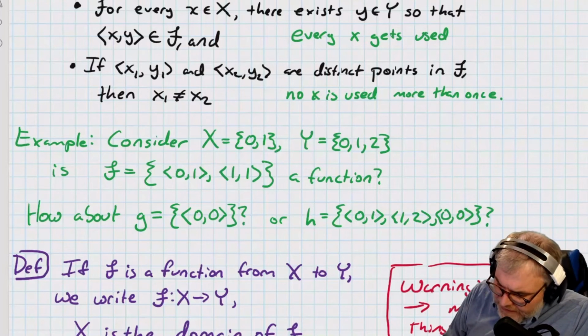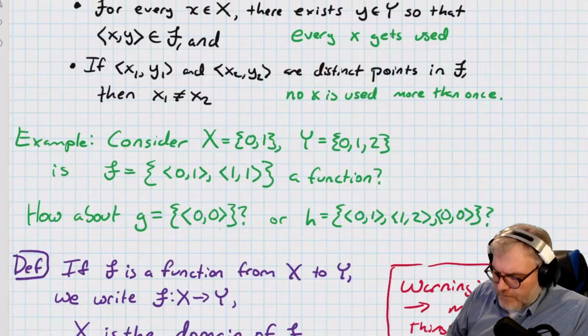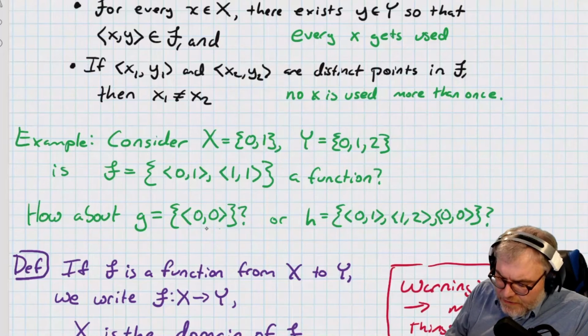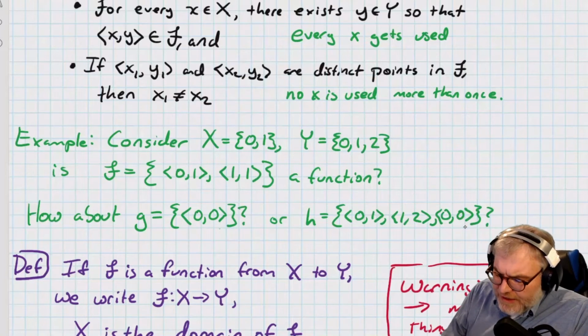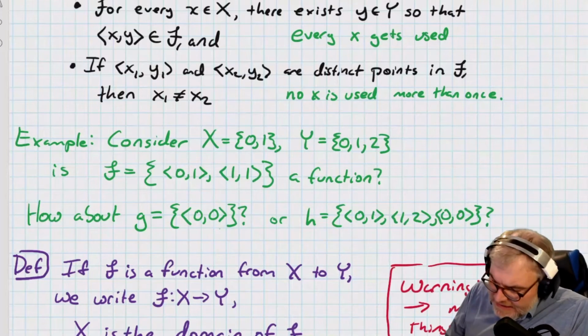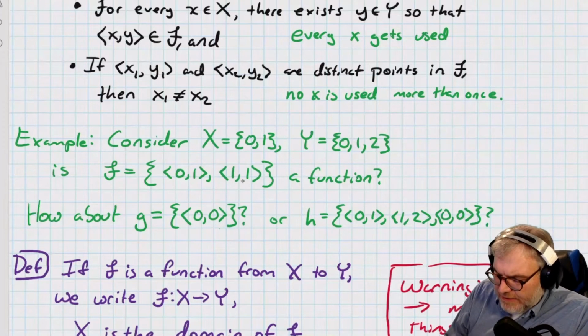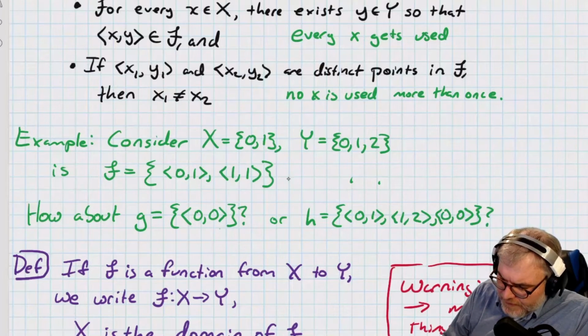Contrast that with this thing here. G is not a function. Nor is H. Here, I didn't use 1 as one of my x values. I was missing that one. There it is. And here, I use 0 twice. Now, it is legal to use y twice. That's fine, as I did here. These are not functions. This is, yes, a function. These are not functions.